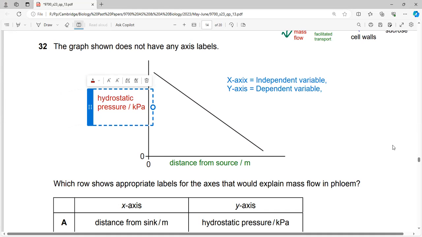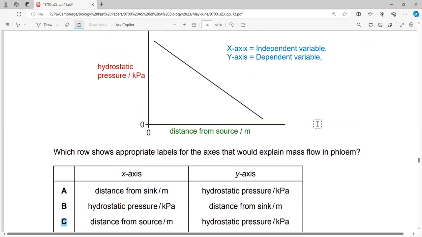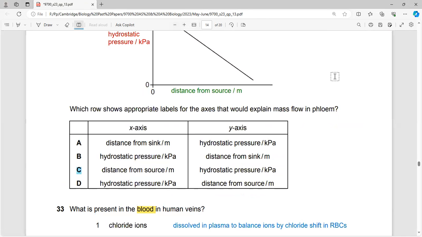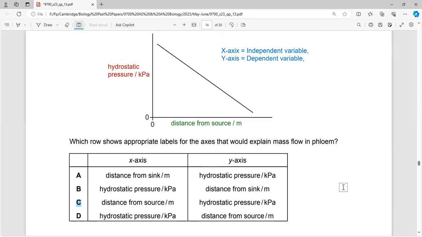As the distance is increasing in meters, the hydrostatic pressure in kilopascals is decreasing. You can see it's an overall decreasing trend. On the basis of this information, we're going to solve this question. Along the x-axis there's the distance in meters, and along the y-axis there's the hydrostatic pressure. So C is our correct option here.